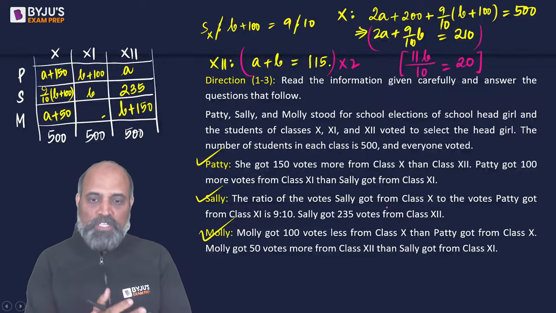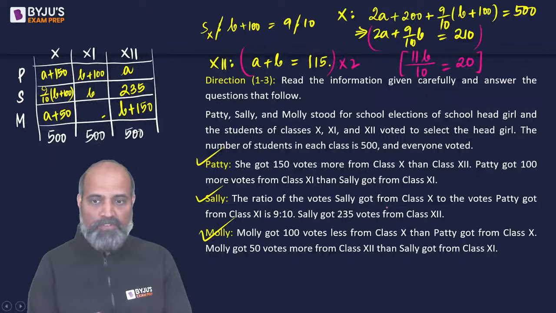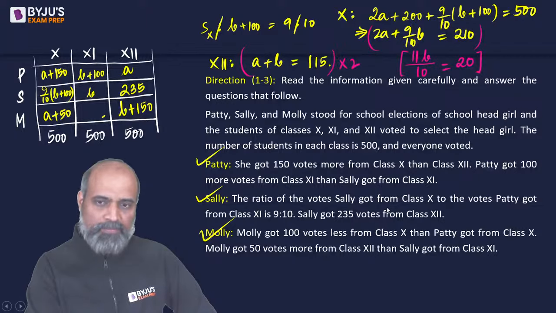So Sally got 235 votes from class 12th. Yes, she did. And the ratio Sally और Patty का 9:10 है. Okay, we'll come back to this set. ठीक है, मेरे को लग रहा है कोई डेटा misread है.